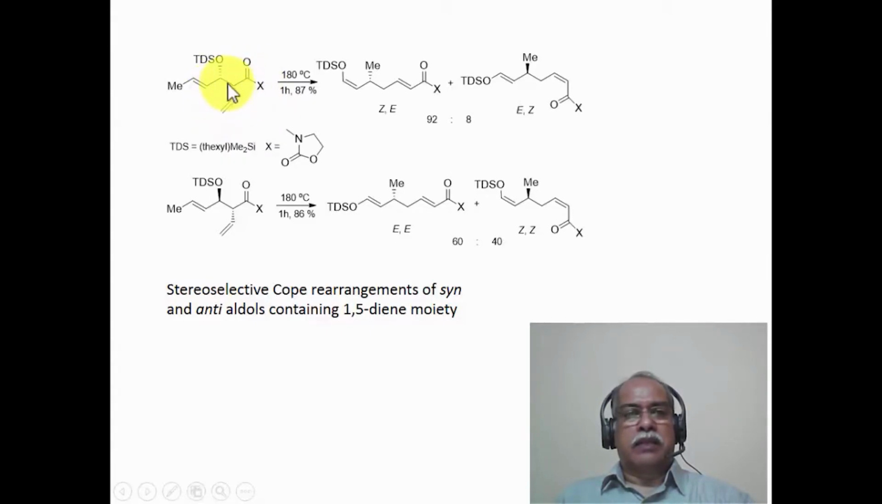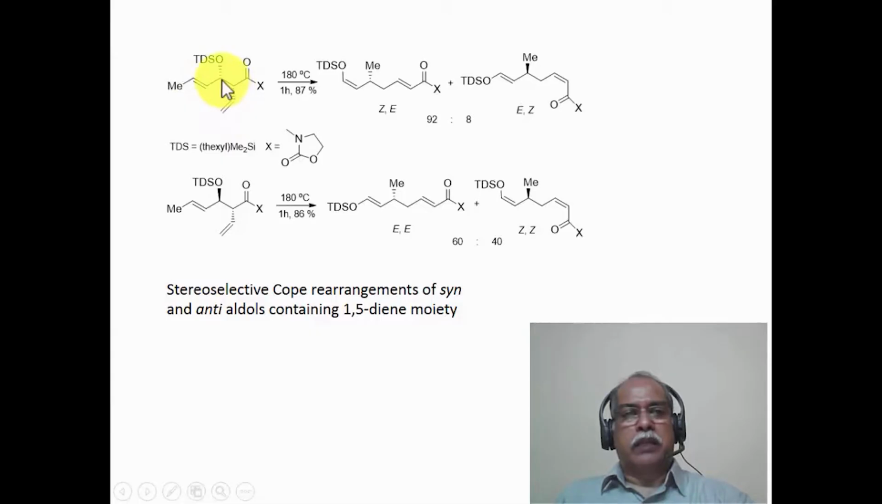If you consider this, this is a syn aldol because the stereochemistry here is syn, whereas this is anti-aldol. The corresponding diastereoisomer is what is formed here, anti-aldol. Both of them undergo 3,3 sigmatropic rearrangement. In other words, the oxy-Cope 3,3 sigmatropic rearrangement, not anionic. This is the vinyl group, one vinyl group. This is the other vinyl group.